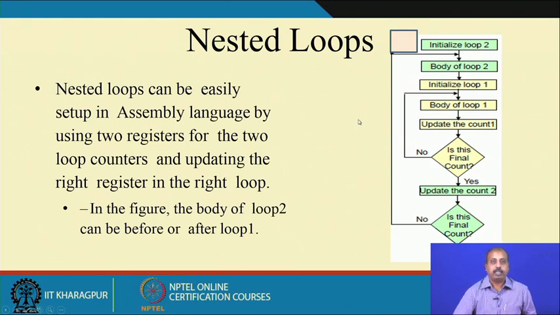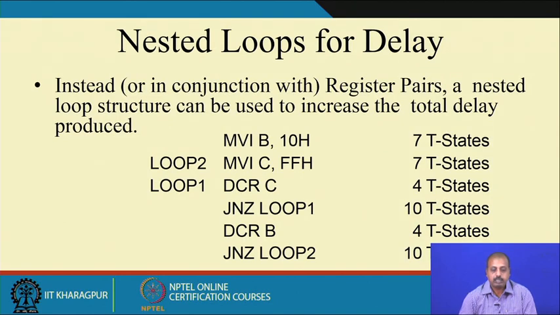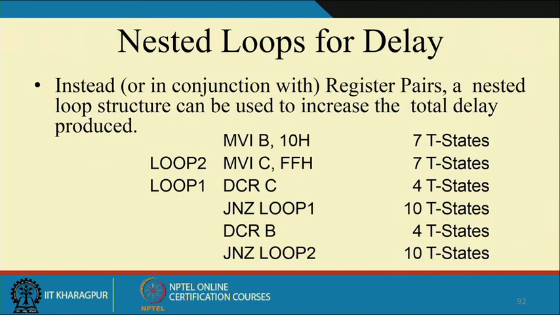So, in this way we can implement nested loops in assembly level programs by using 2 registers for the 2 counters. For outer loop, loop 2, and loop 1, we can put 2 different registers to hold the count values. So, this is an example. Here, MVI B, 10 hex. So, B is loaded with 10 hex, that is 16. Then C is loaded with FF hex, that is 255.